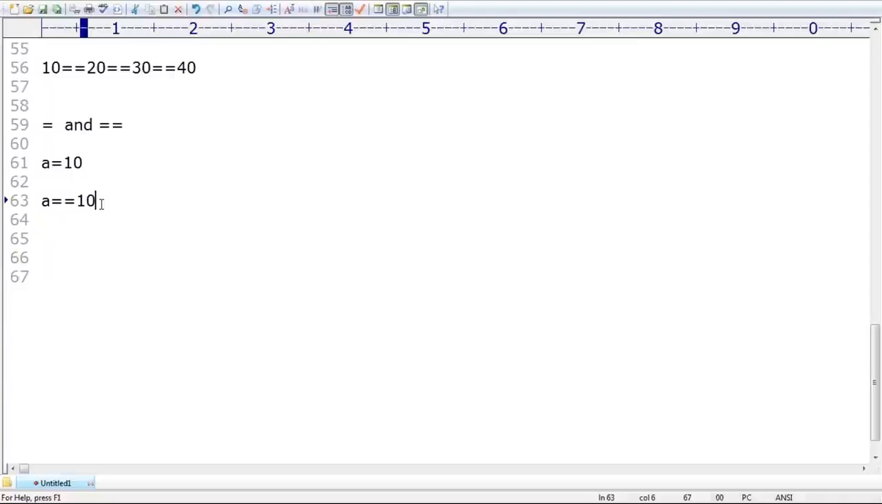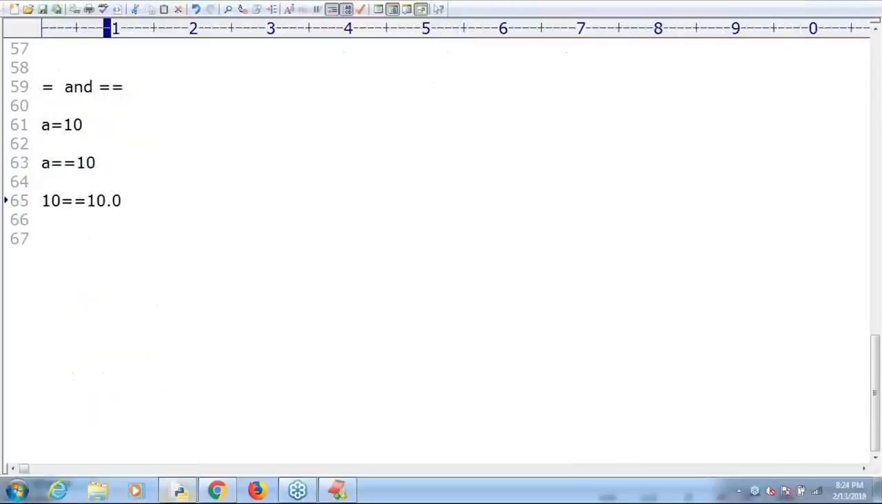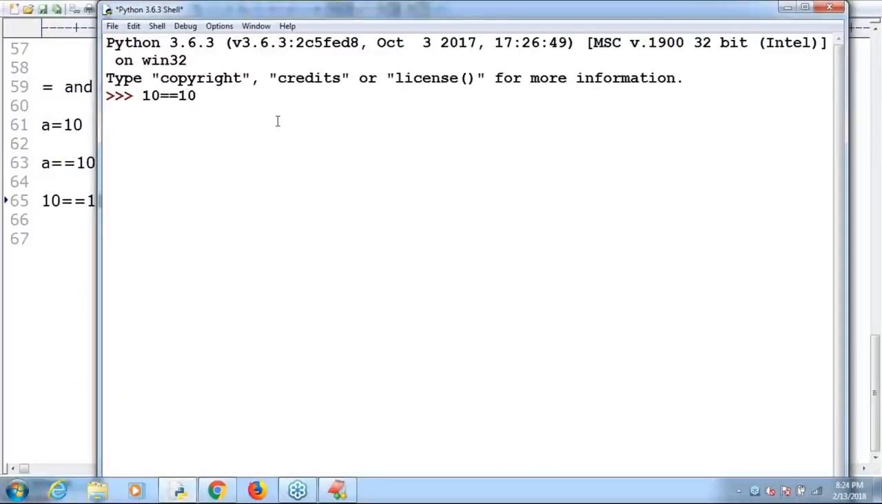Okay, that's all. Next, some people are asking, sir, now my question is, 10 double equal to 10.0, both are same or not? What answer you can tell? Sir, can you please tell what is the output by default you are going to get, sir? 10 == 10.0.